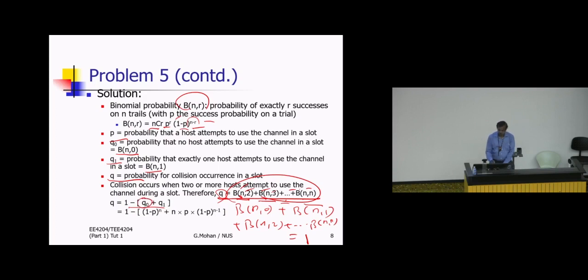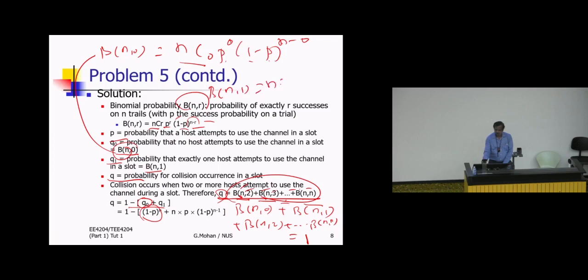So what is Q0? Q0 is B(n,0), which equals nC0 times p^0 times (1 minus p)^(n minus 0). nC0 is 1, p raised to the power 0 is 1, so it is (1 minus p)^n. Similarly, B(n,1) is nC1 times p^1 times (1 minus p)^(n minus 1). nC1 is n, p^1 is p, and (1 minus p)^(n minus 1) stays as it is. That's all. So this is the answer. Any doubt?